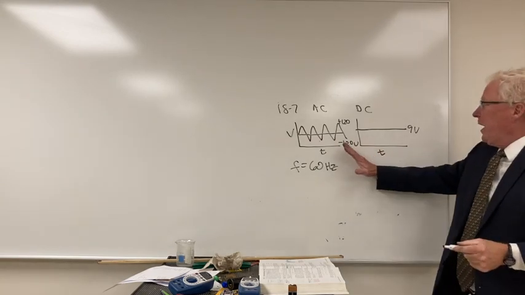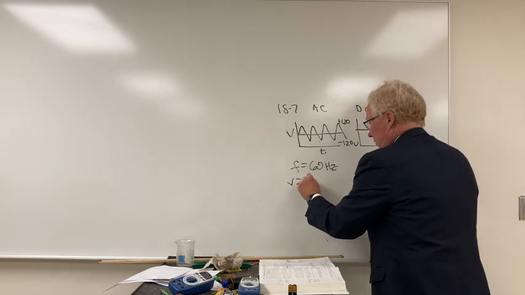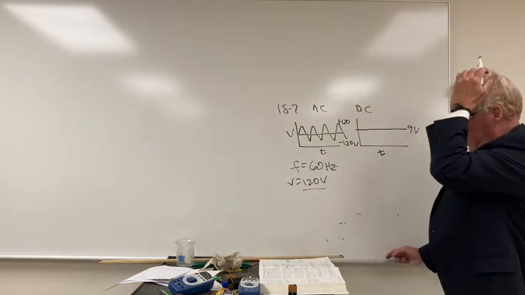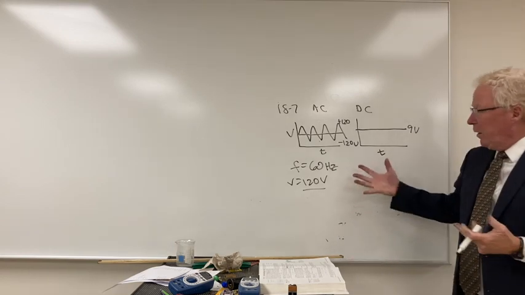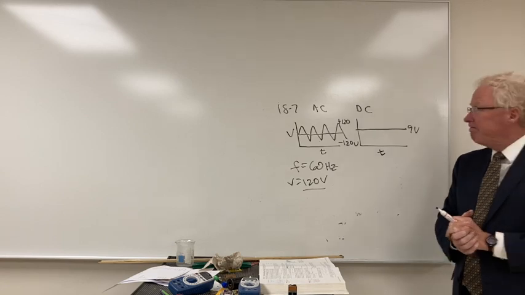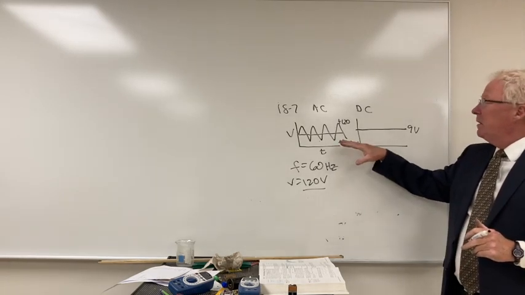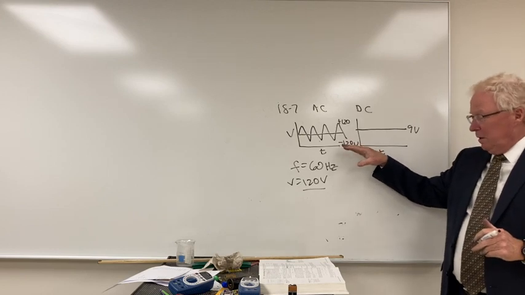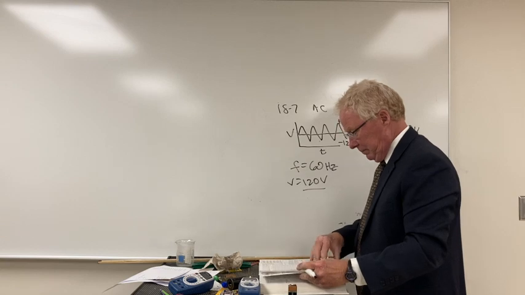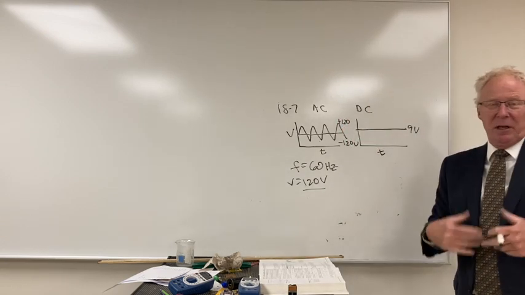So this is what we have for household circuit. The voltage is 120 volts, but oscillates between plus and minus 60 times a second. Now I say, why do we do that? Well, it turns out, as we'll see, that this is the easiest type of power to generate using a generator, like a power plant.